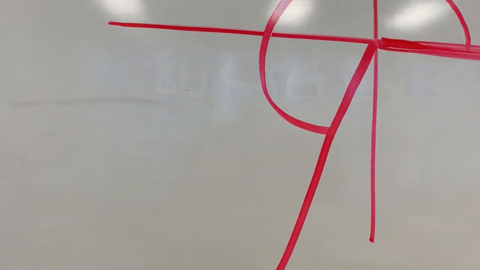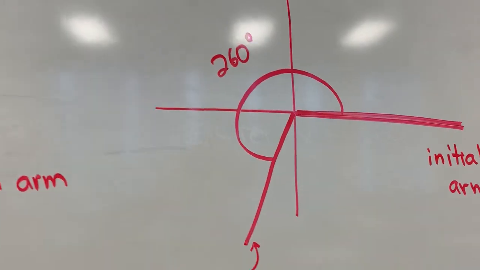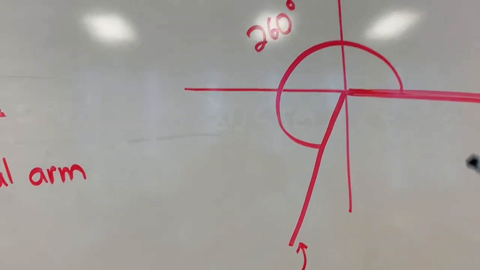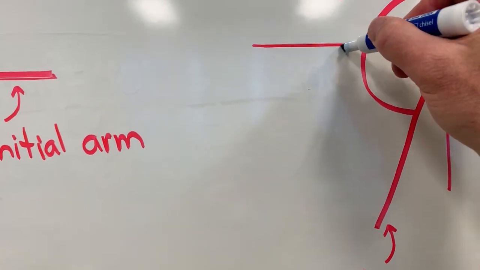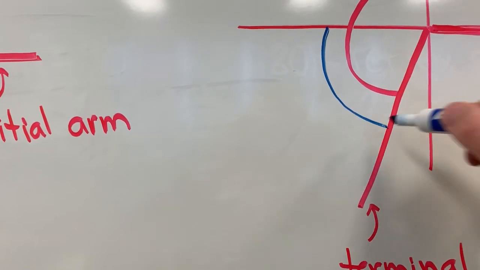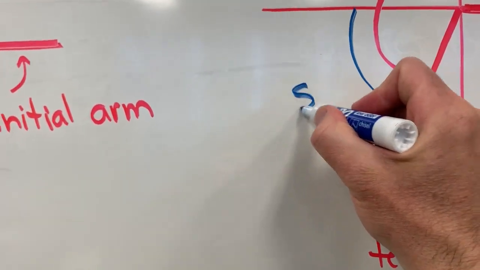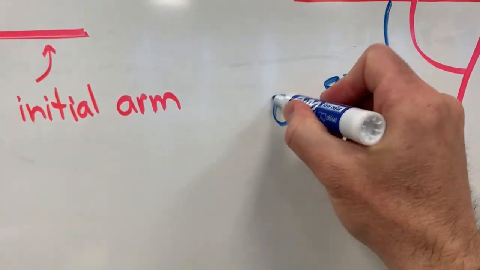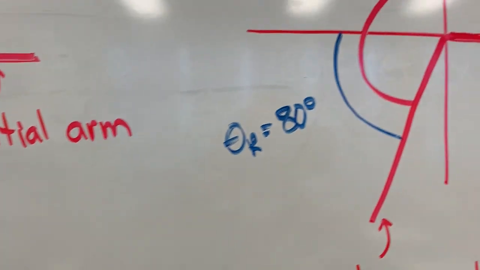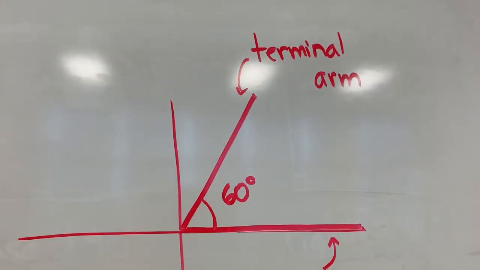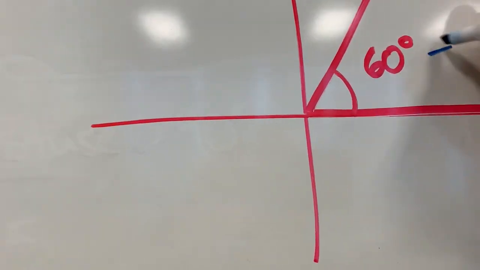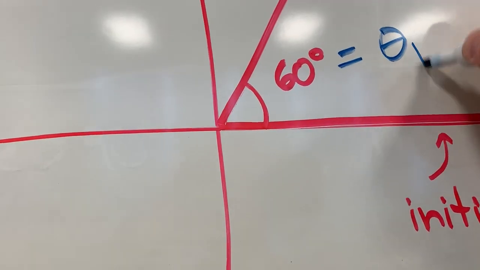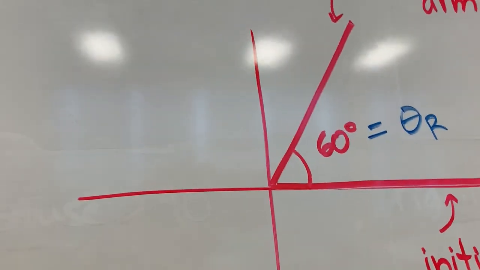Had I come all the way back here to 260 degrees, and somebody says, what's the reference angle of 260? I can see that I had to go that far past 180, which is 80 degrees. So my reference angle would be 80 degrees in that case. The easiest angles to do reference angles for are acute angles, because this is a 60-degree angle, and it has a 60-degree reference angle as well.